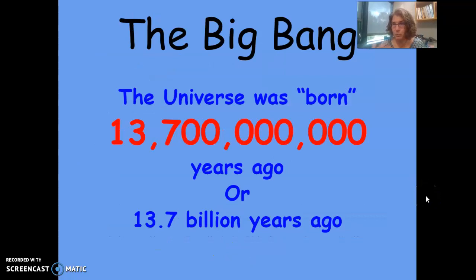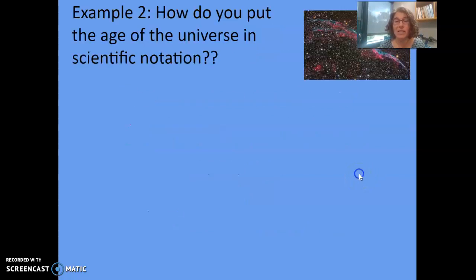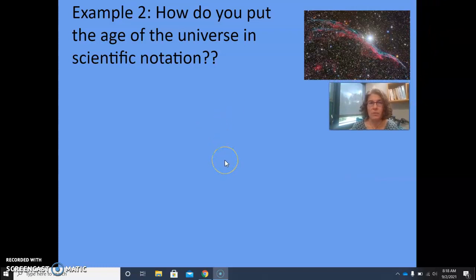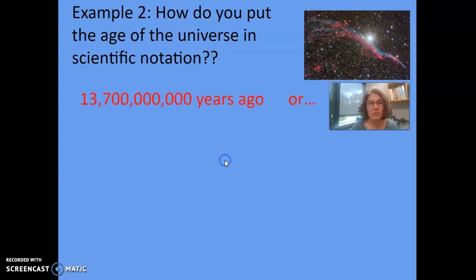Let's do another example, the Big Bang, the origin of the universe. To our best understanding today, based on the scientific evidence that we have, the universe is approximately 13,700,000,000 years old, or 13.7 billion years ago, the universe came into existence. So how would we take a number that is huge like that, 13,700,000,000, and put it in scientific notation?